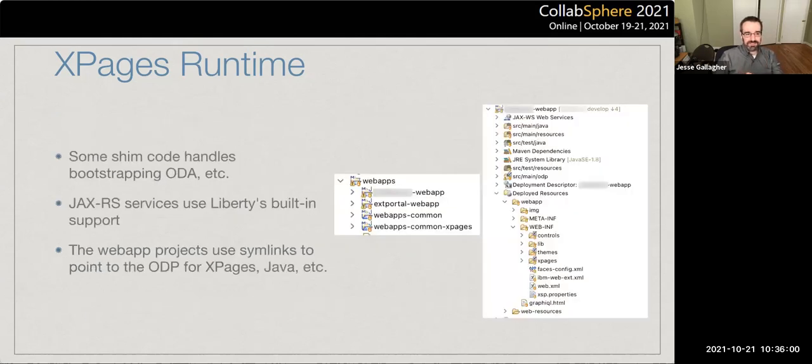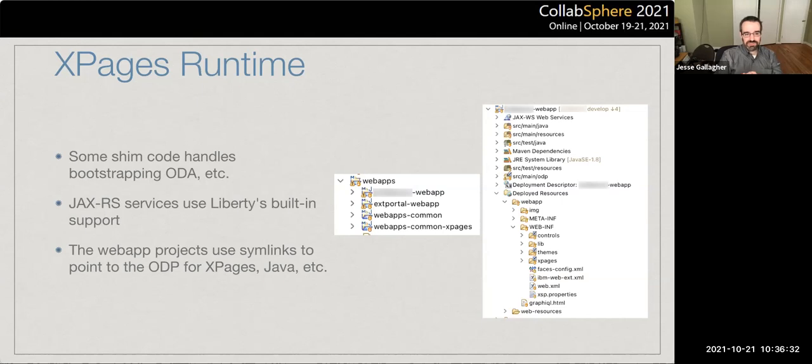So the runtime has some shim code that handles bootstrapping ODA and other libraries. The JAX-RS services use Liberty's built-in support. For example, on Domino in the Jakarta EE project, I use an implementation called RESTEasy. That works fine, but Liberty brings its own, which I think is Apache CXF, but it doesn't matter because I just say enable JAX-RS, and then the web app says, great, I have JAX-RS services, I will use whatever is present, and in this case the container provides it.